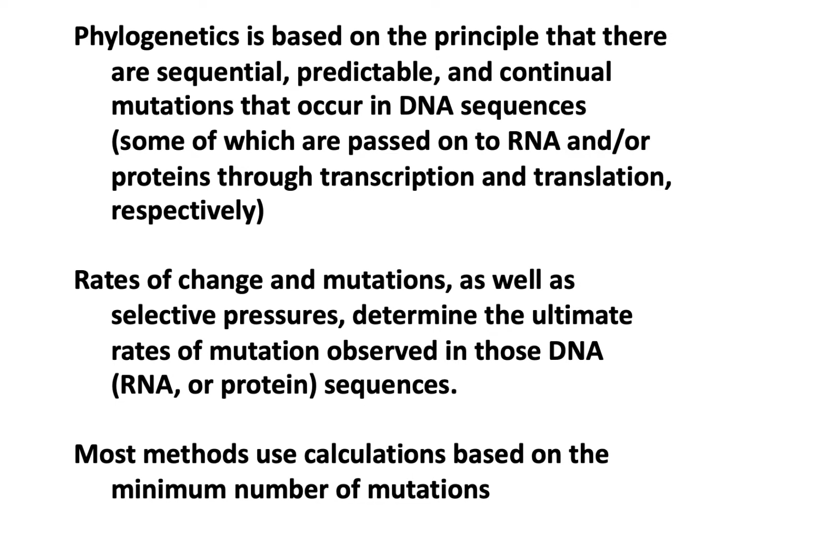Phylogenetics is based on the principle that there are sequential, predictable, and continual mutations that occur in DNA sequences, or RNA or protein sequences as well, some of which are passed on to RNA and or proteins through transcription and translation. The rates of change and mutation, as well as selective pressures, determine the ultimate rates of mutation that can be observed in those DNA, RNA, or protein sequences. Most methods use calculations based on the minimum number of mutations, often called minimum evolution.